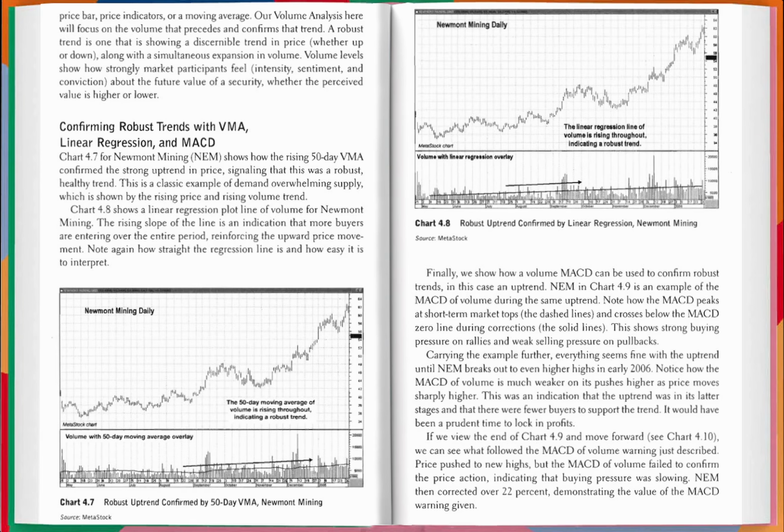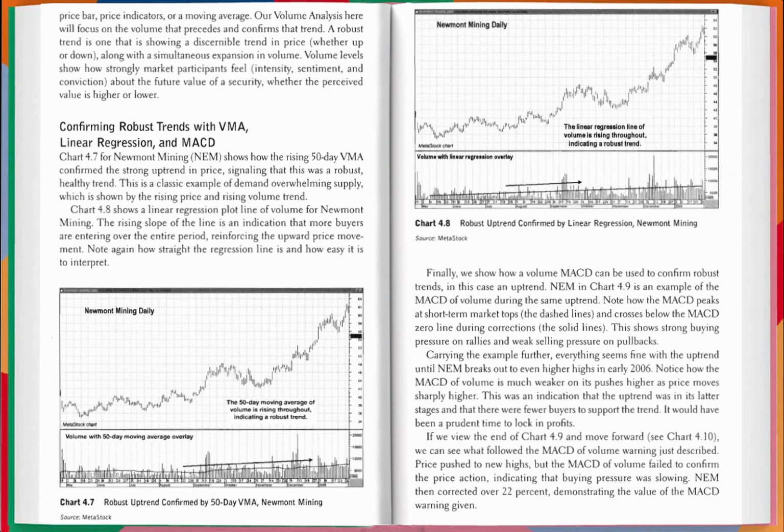Confirming robust trends with VMA, linear regression, and MACD. Chart 4.7 for Newmont Mining, NEM, shows how the rising 50-day VMA confirmed the strong uptrend in price, signaling that this was a robust, healthy trend. This is a classic example of demand overwhelming supply, which is shown by the rising price and rising volume trend.